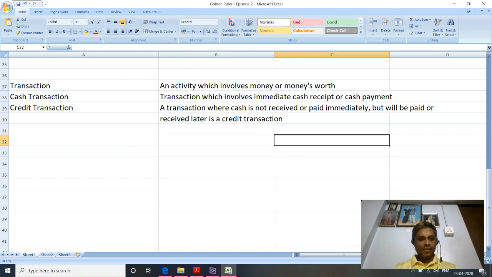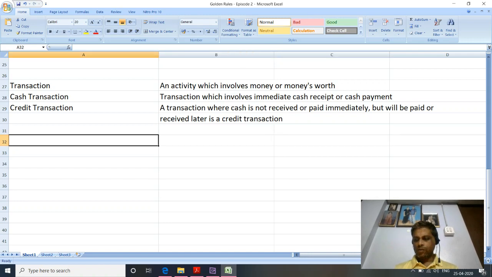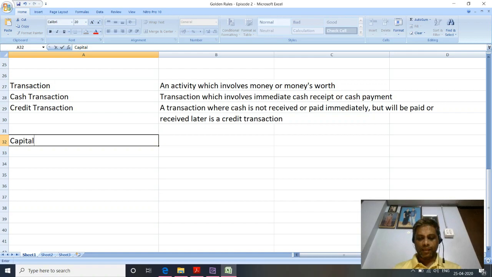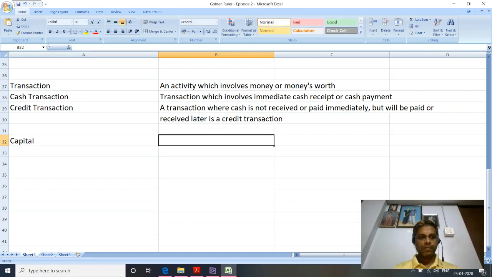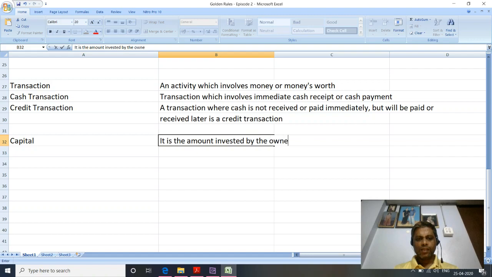Then, what is a capital? A capital, or share capital as it is called, is the amount invested by the owner or a proprietor of the organization.